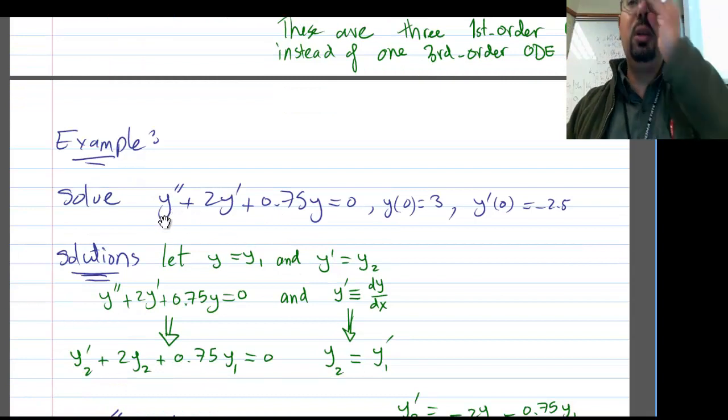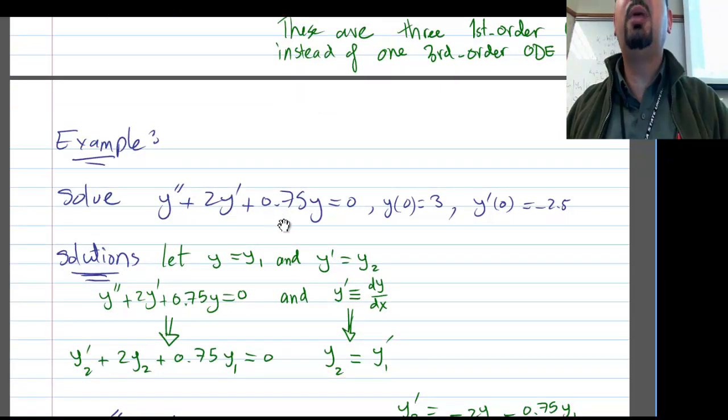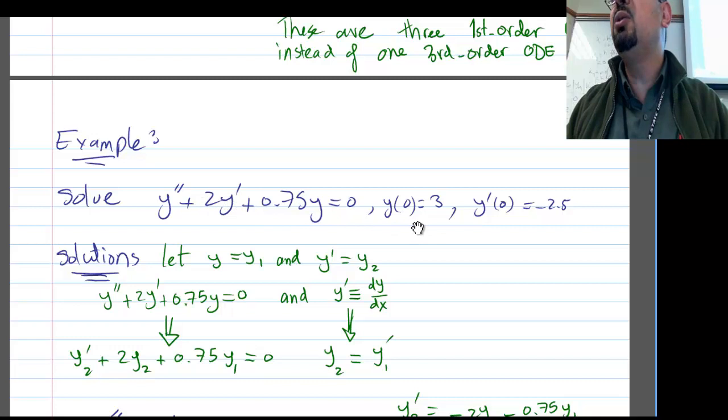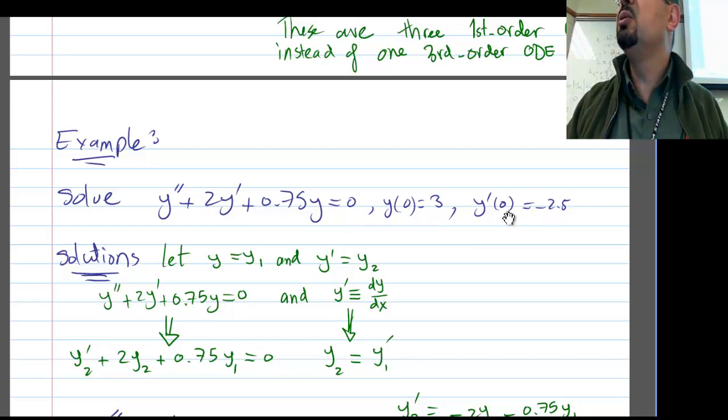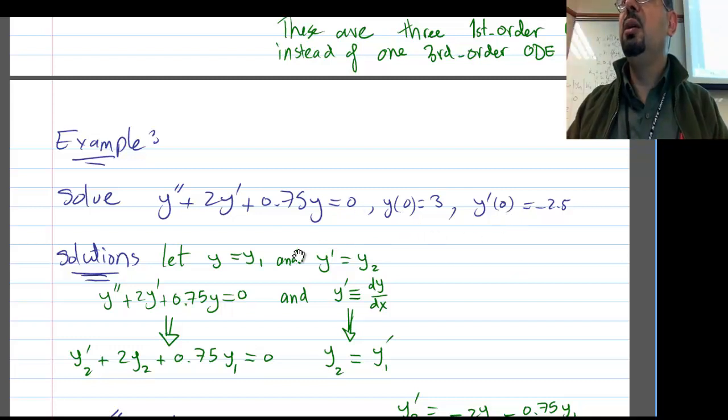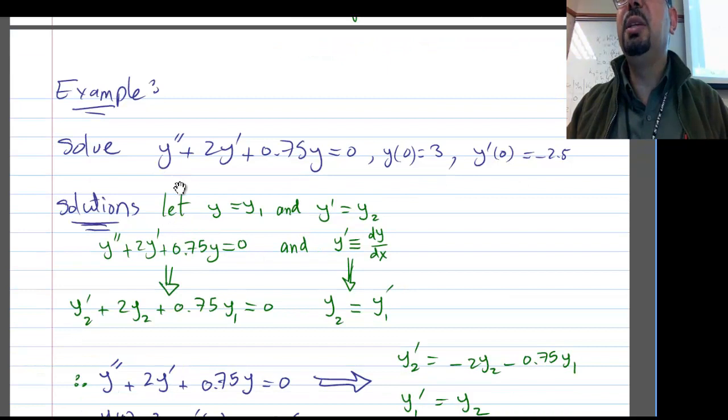Okay, now let's look at this one for example. That's second order: y double prime plus 2y prime plus 0.75y equals 0, and because it's second order you need y of 0 and y prime of 0. You need the 2 initial conditions on it. So he basically said, let's make y equal y1 and y2 is y prime.